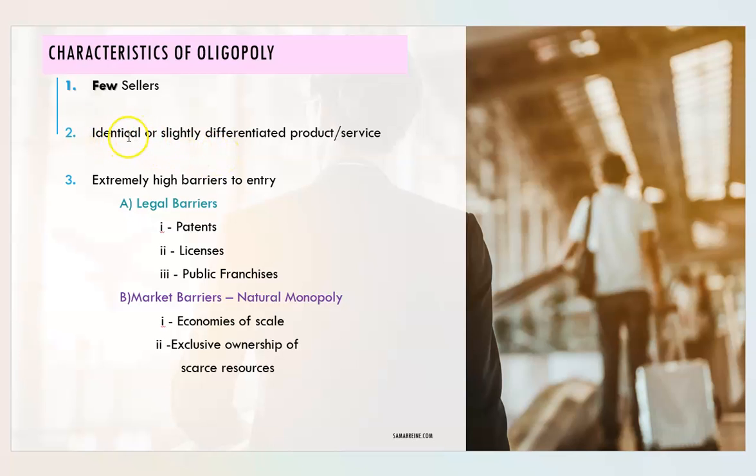If you look at the second characteristic, identical or slightly differentiated. Identical might be, for instance, the three companies that report our credit. It's funny, they come up with different scores, but they're supposed to be doing something identical. But it's possible three companies sell a raw material. It's the same exact raw material, and therefore they fall in the category of a homogeneous raw material, but there are only a few of them.